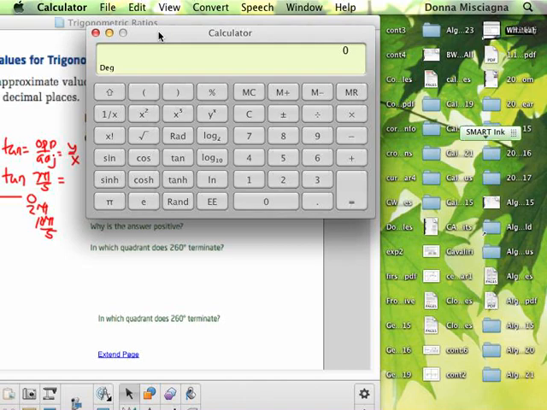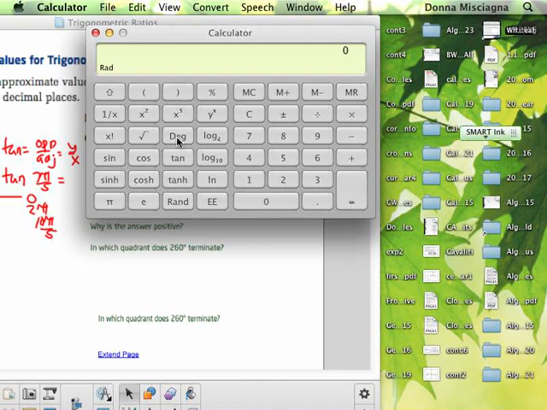Where is my... oh, no, wait, that's not going to help me. I thought I remembered. Oh, there it is. It's not in the same spot as on my phone. All right, there it is. OK, it's right there where pi is, and I was expecting it to be there, and I'm like, oh, that's not it. All right, so now we're in radians, so that's good.